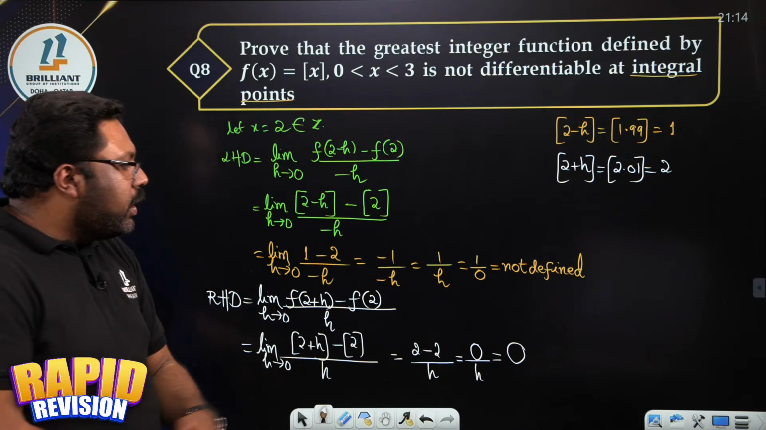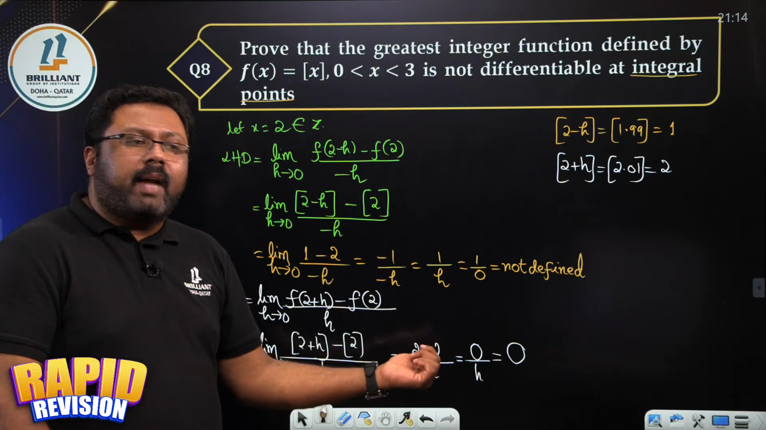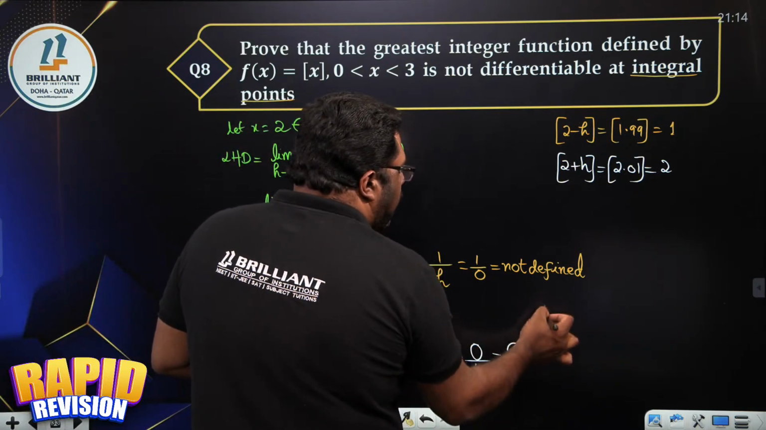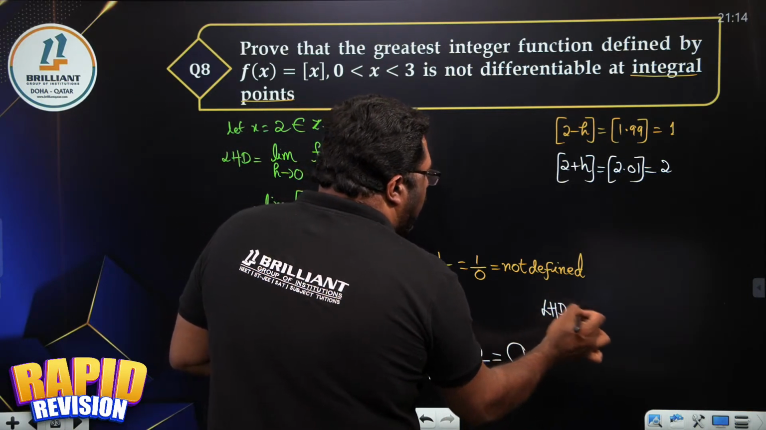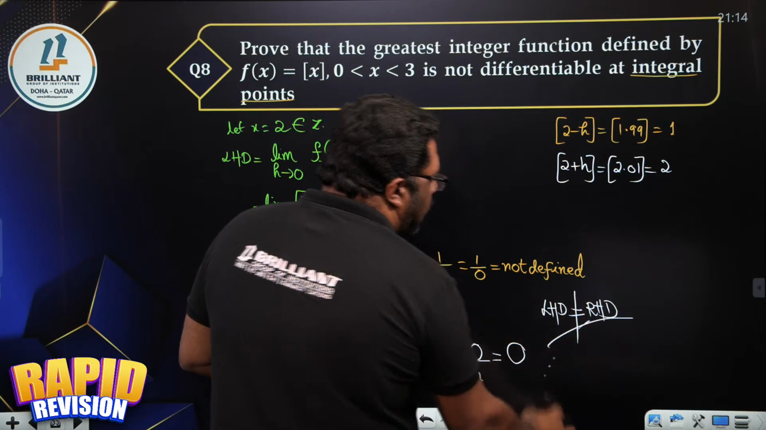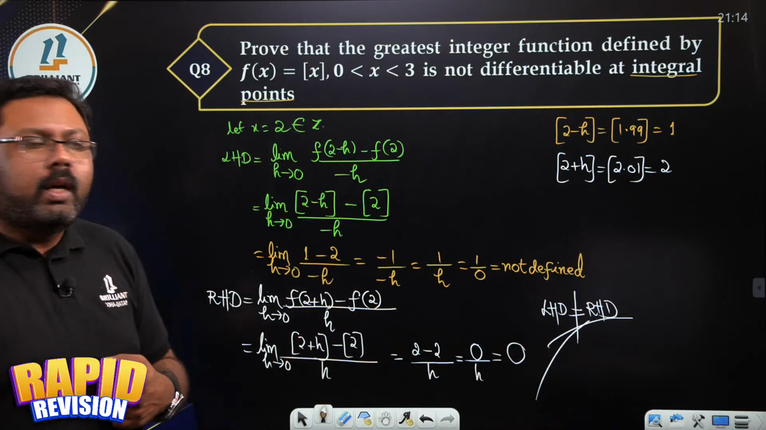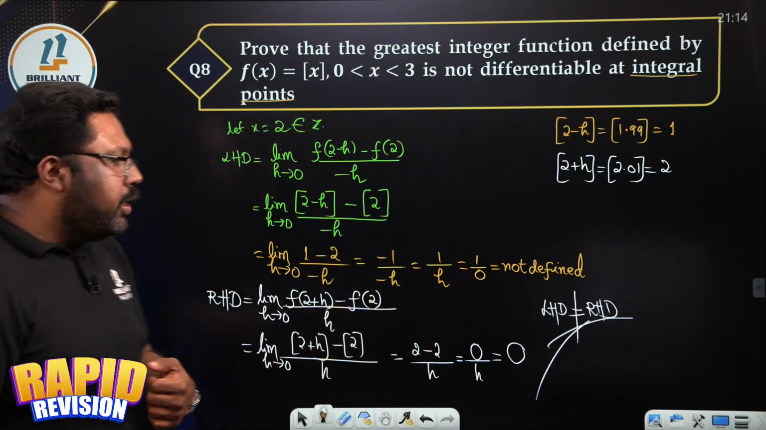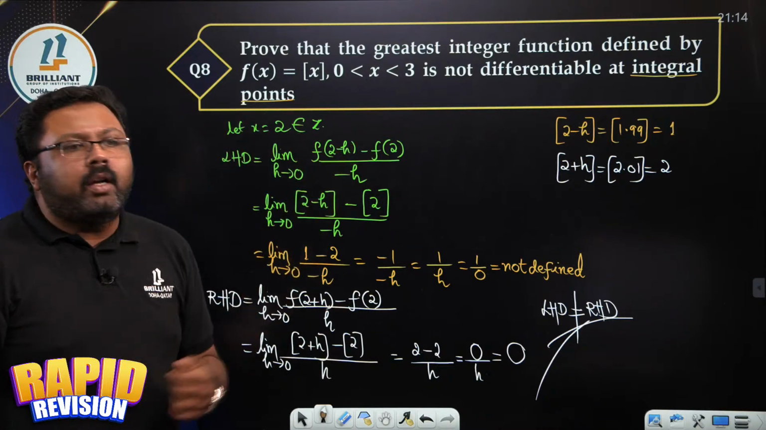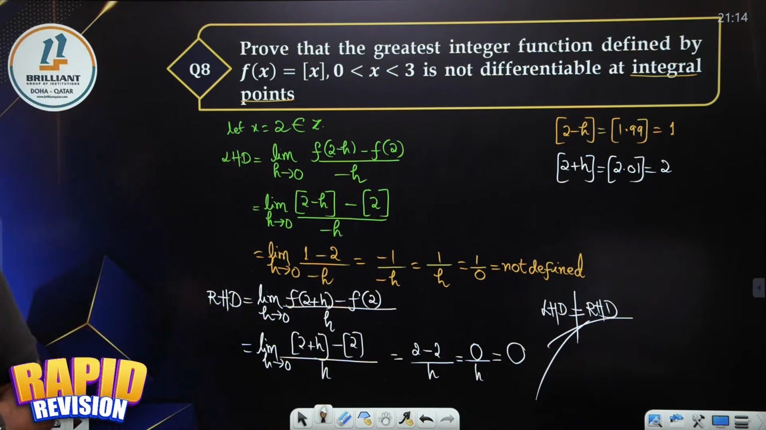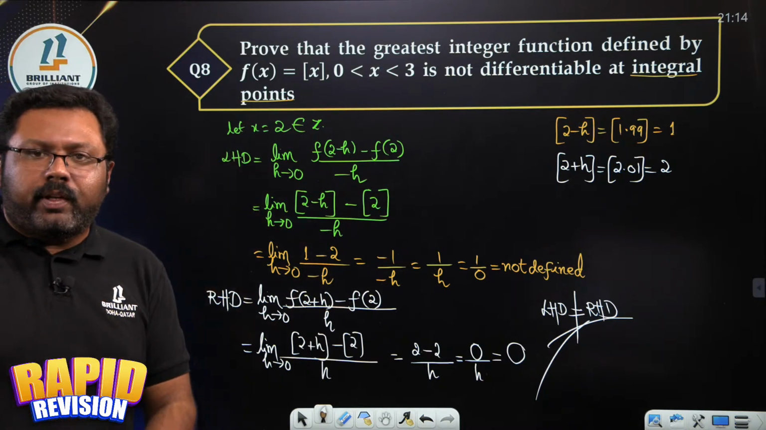H is approaching 0, so it could be assumed as a value very close to 0. So 0 by h is 0, and I can conclude LHD is not equal to RHD. So f of x is not differentiable at integer points. I believe everybody is clear with continuity and the differentiability part of it.